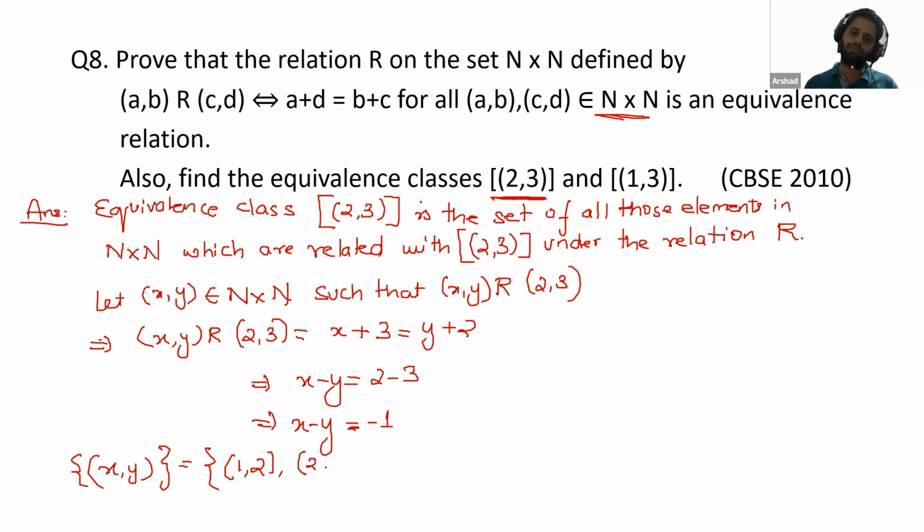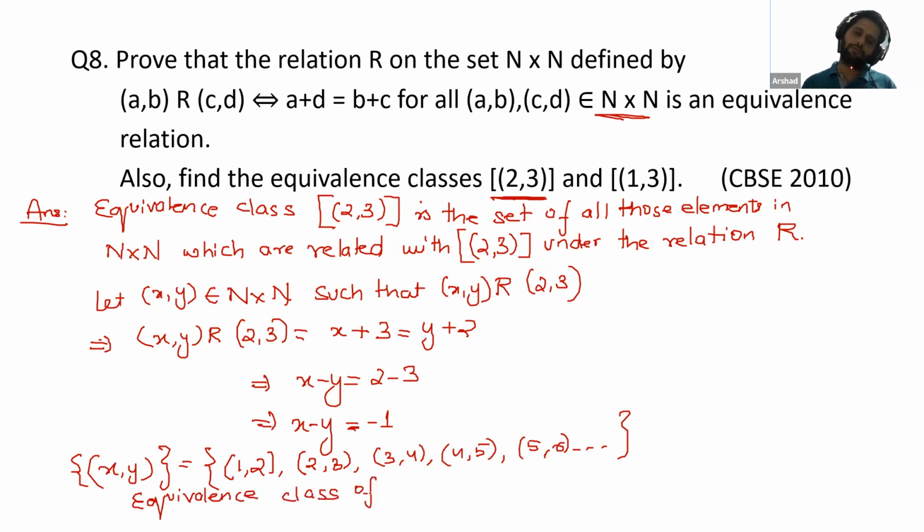But before that we will take 2 comma 3. We will go in sequence: 2 comma 3, 3 comma 4, 4 comma 5, 5 comma 6 and so on, because this is a set of natural numbers, so the terms will be infinite. So what is the equivalence class of 2 comma 3? Write the complete order here: 1 comma 2, 2 comma 3, 3 comma 4, and so on.